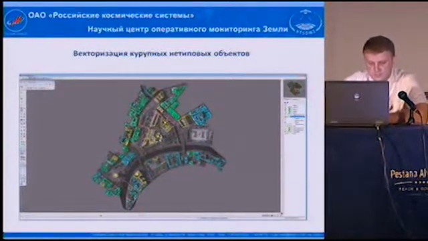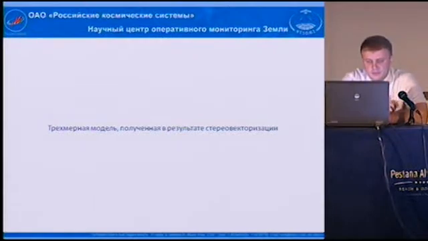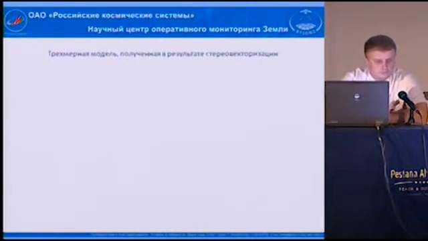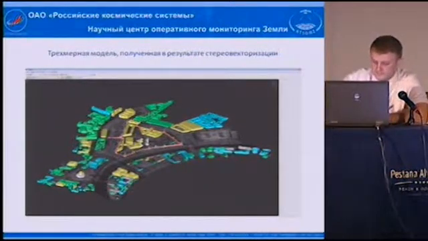This is a small fragment which we have vectorized as a pilot. I forgot to mention, now I'll do this, that for the processing we used the RESURS developed PhotoMod complex. 3D Mod we used for vectorization, which is part of the PhotoMod package. Here you can see the model of a fragment of a city done in 3D Mod.